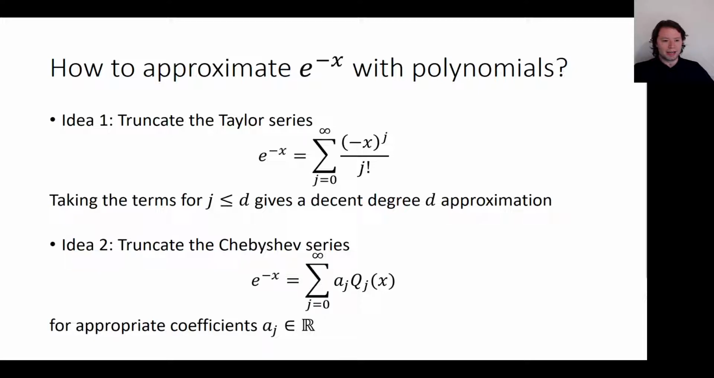So if you take the Taylor series, you can do a change of basis to write e to the minus x as a sum of coefficients times Chebyshev polynomials instead of coefficients times just monomials. And you can take this series instead and truncate it to only the terms of degree at most d. And it turns out this works better than truncating the Taylor series.